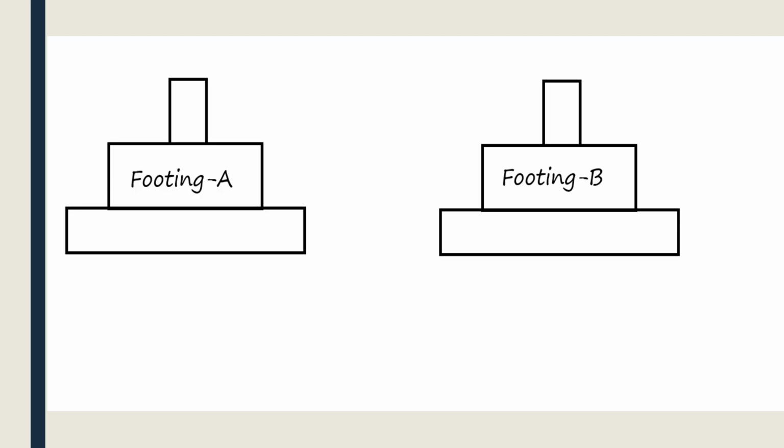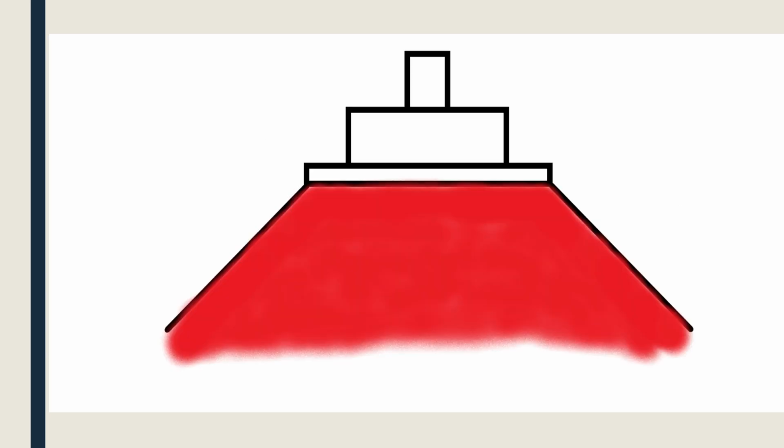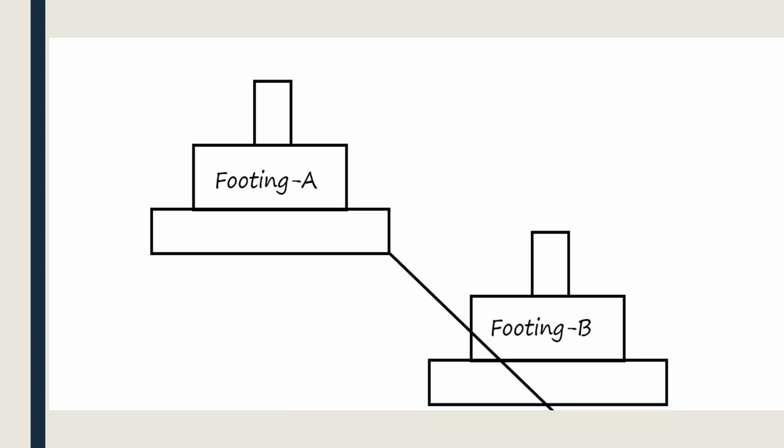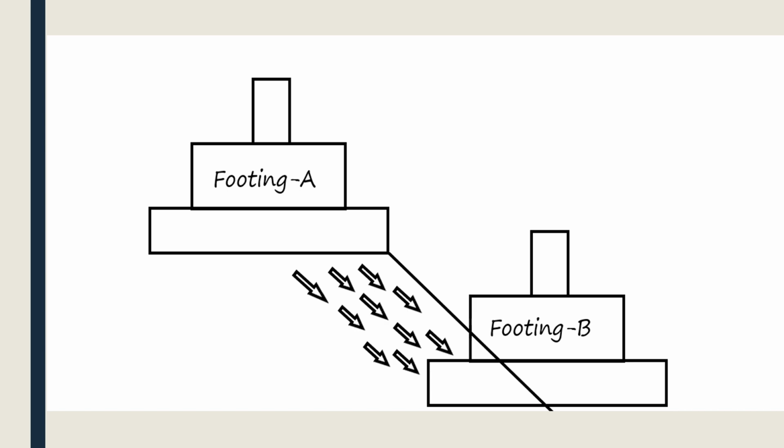Secondly, let us consider footing A and footing B. As discussed earlier, each footing has its own zones like this. Consider this situation. In this case, we can see that footing B is in the zone of footing A. This kind of overlapping of the zones is not accepted because the loads that are transferred from footing A will be imposed on footing B.